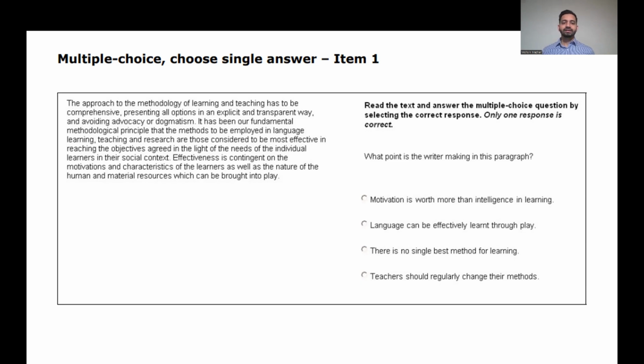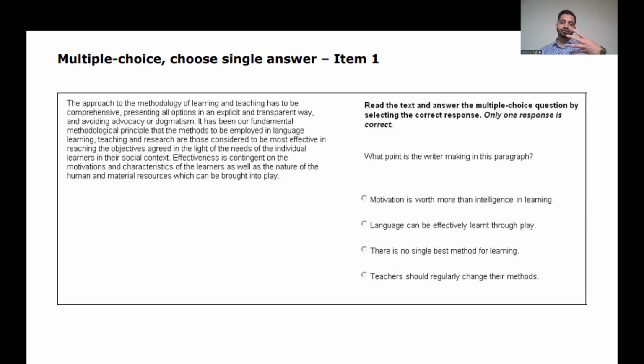All right, we're back. I hope you had a chance to look at it on your own. And now I will show you how I will approach this, and you can follow along. So I'm going to read the question first. What point is the writer making in this paragraph? The question is what point? That's the key word here. The writer is making in the paragraph. So he's making a point, and that's what I need to look for.